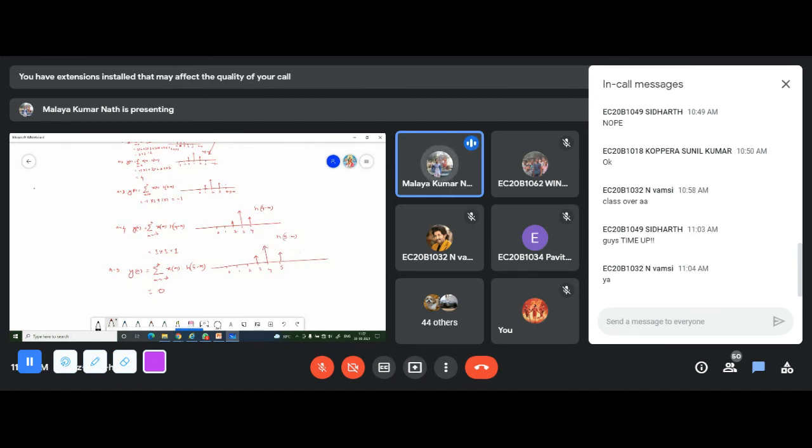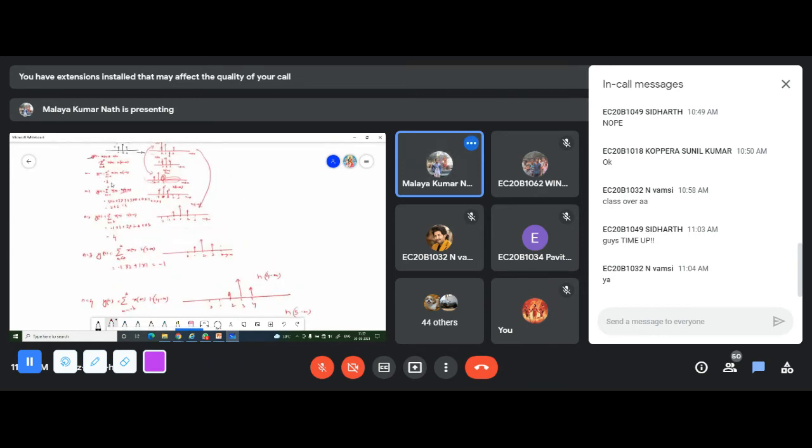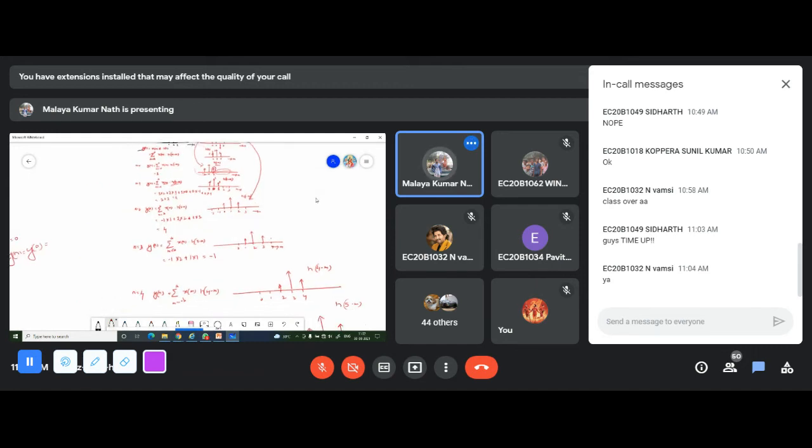So for n is equal to 0, we got y of n is equal to y of 0. In this, n is equal to 0, this is giving rise to 1. For n is equal to 0, we are getting 1. For y of n at n is equal to 1, we are getting 2 plus 2, that is equal to 4.